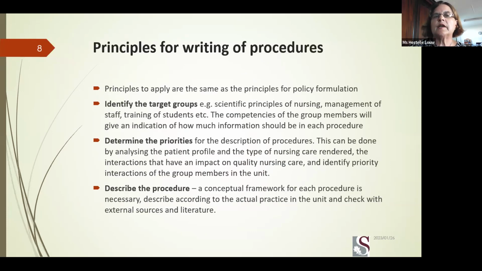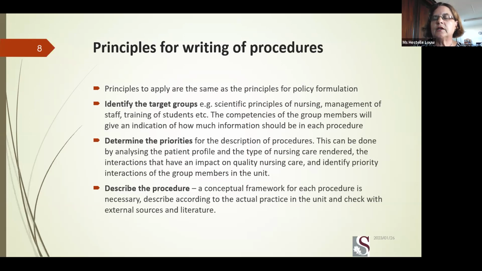Then the principles of writing a procedure. The principles to apply are the same as the principles for policy formulation. That's not different, it's the same, it's just on another level. So firstly, identify the target groups. Before you start, you must know who the group is that you're going to create this SOP for. For example, is it scientific principles of nursing that you're going to focus on in this specific SOP? Or is it management of staff? Or is it training of students, etc.? So you must know the target group.